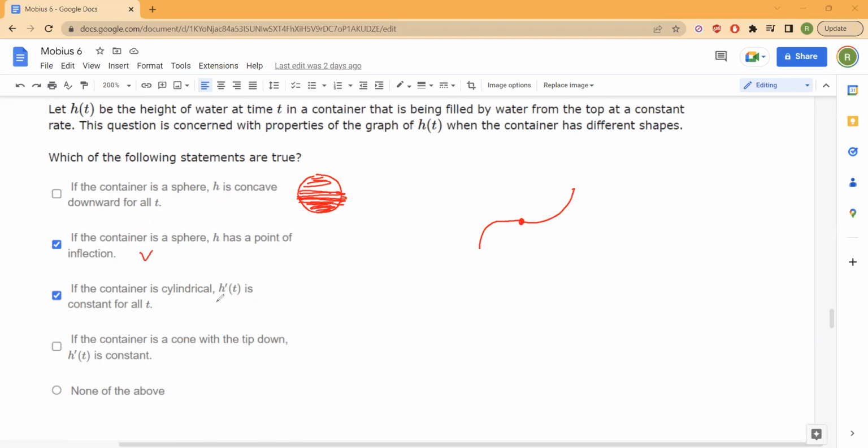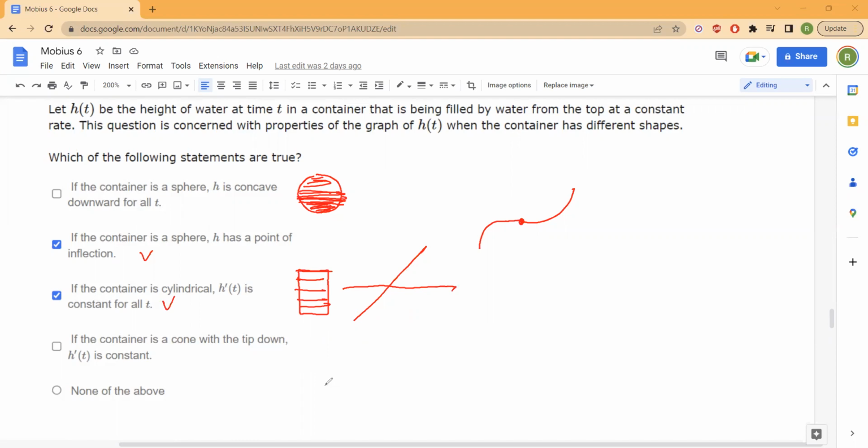The container is cylindrical. h'(t) is constant for all t. If our container is cylindrical, you can think of it as a rectangle, and in a rectangle each layer is the same. So that means it would fill up at a constant rate. A constant rate would look something like a line, and the derivative of a line is just a constant. And so therefore this is true.